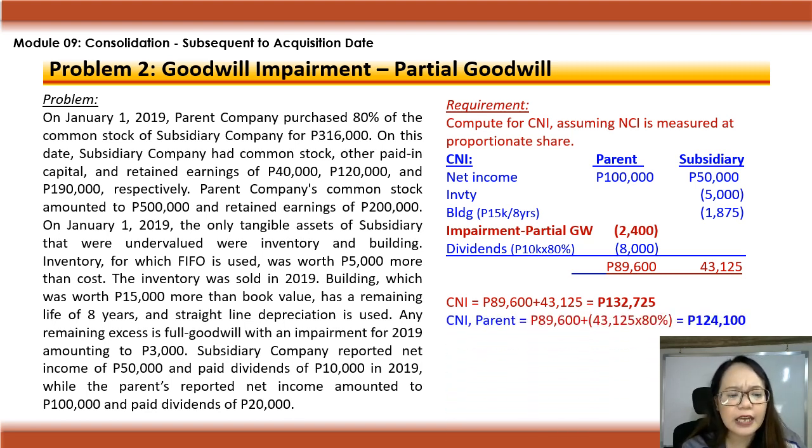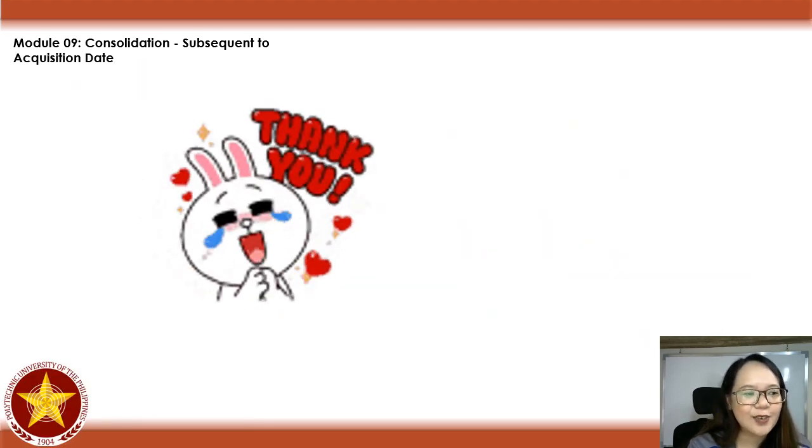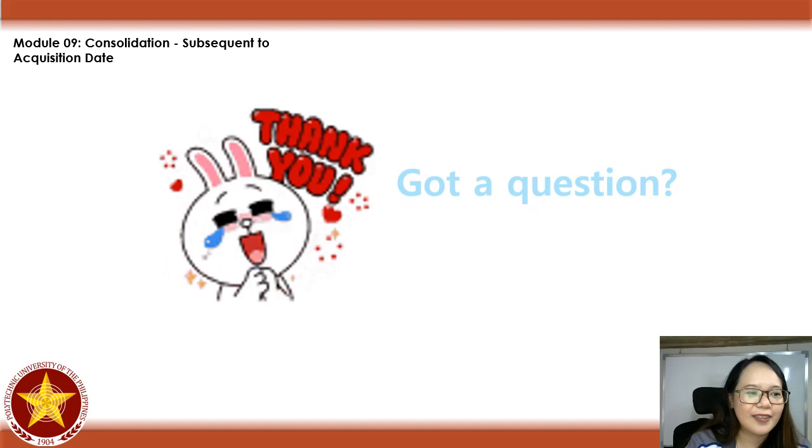Pagdating sa attributable to parent, pareho pa din. Kasi 80% pa din naman yung share niya sa impairment. Kapag naman NCI net income, wala siyang share sa impairment. So, yung 600 na share niya ng impairment, wala. So, kita mo yung 600 yung difference din kay NCI. Yun lang siya. That's it. So if you have questions, just let me know. Thank you.